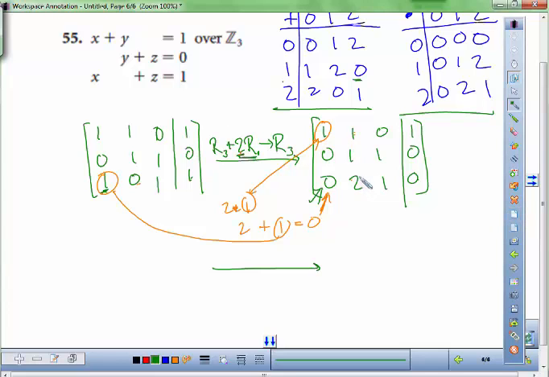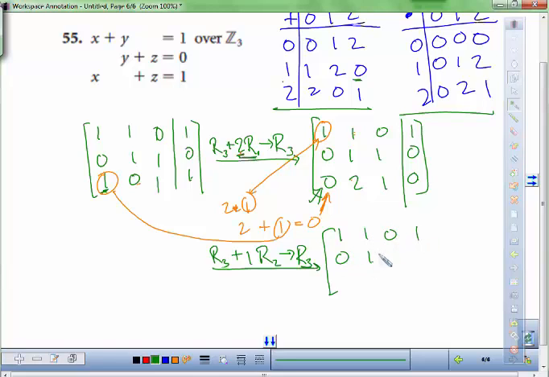Okay, so we have 1 here. We have 2 here. So we want to get rid of this 2. So I still want to work on R3. And the question is, what do we multiply R2 by to get rid of this 2? Just 1. And then 1 plus 2 is 0. All right, so I'm not going to change my first row. I'm not going to change my second row.